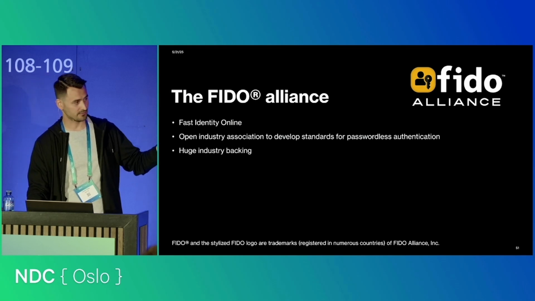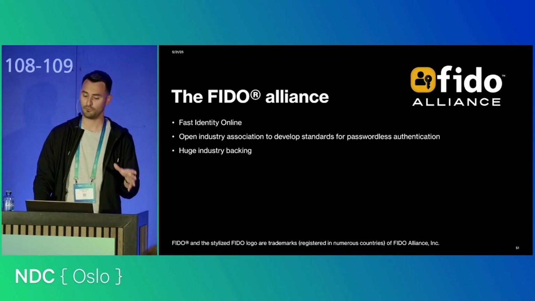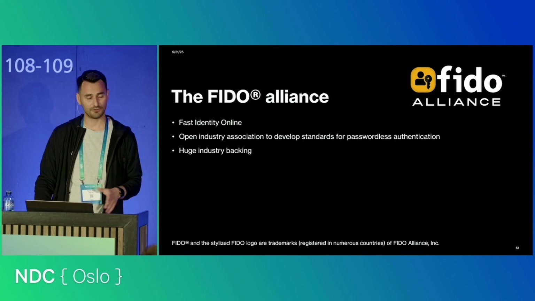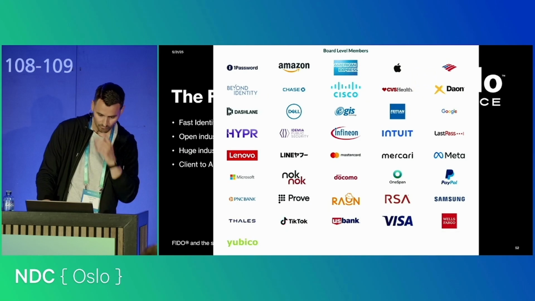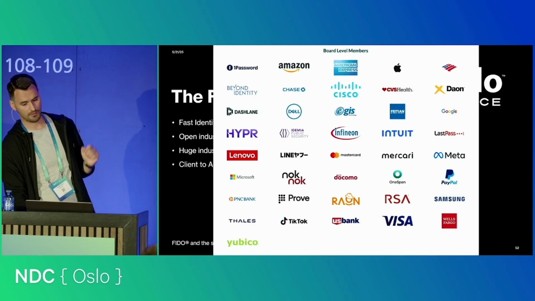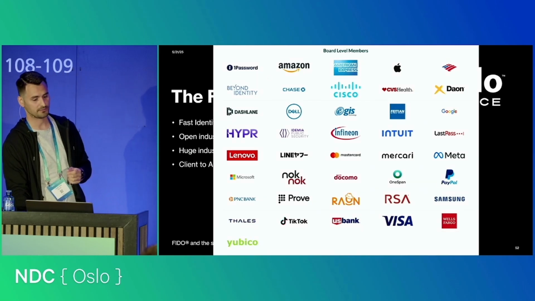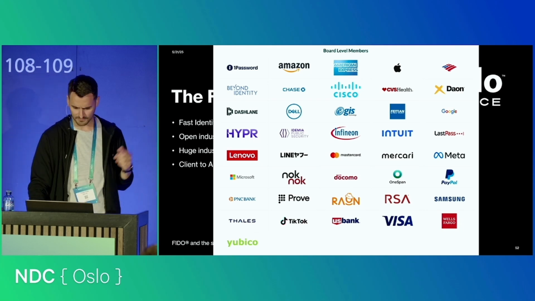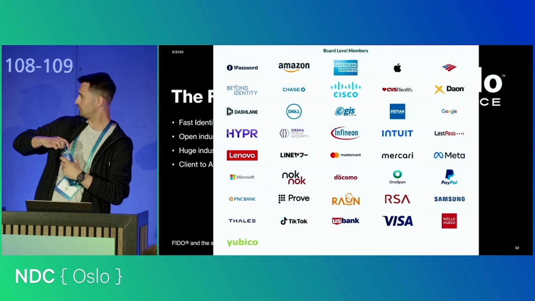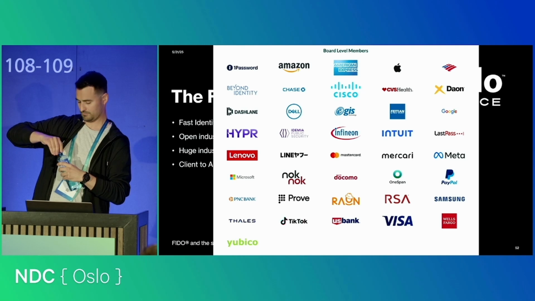And by the way, this isn't some small initiative by a few security enthusiasts. The FIDO Alliance has a huge backing from many big tech players. So these are the board level members of the Alliance. So notice that you can see all of the old FANG companies here, except for Netflix. Just let you look a bit while I have a sip.